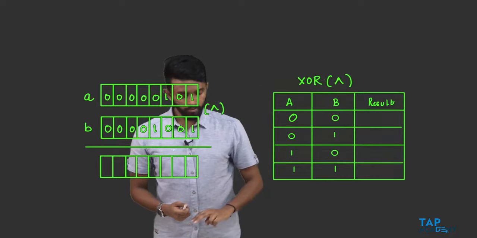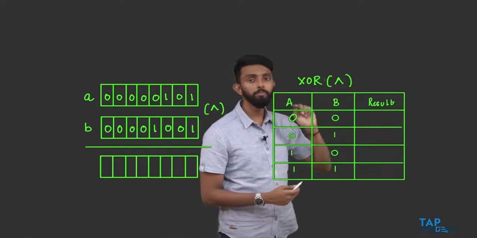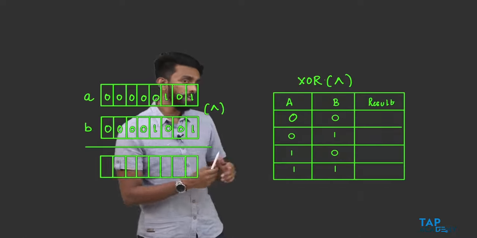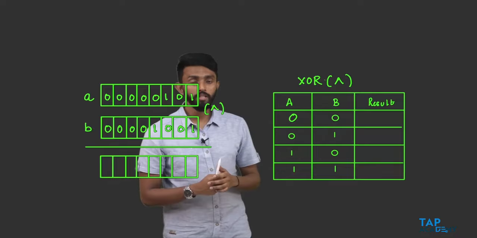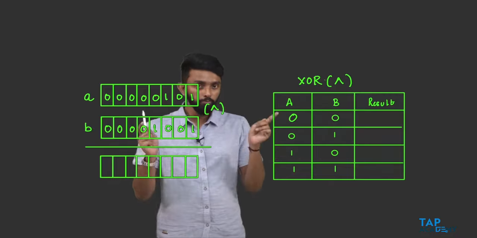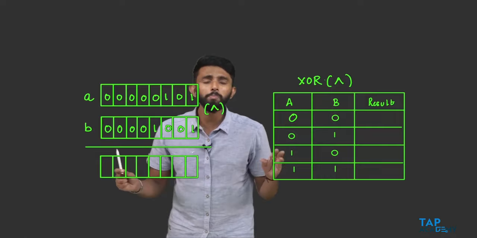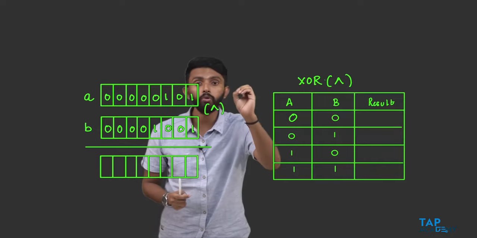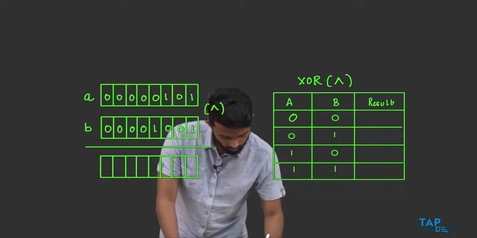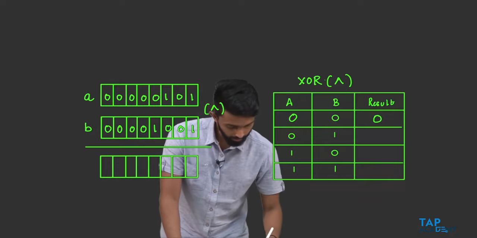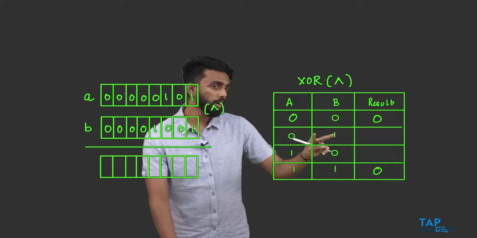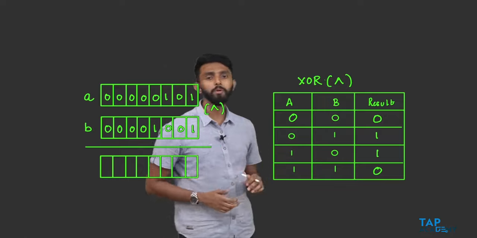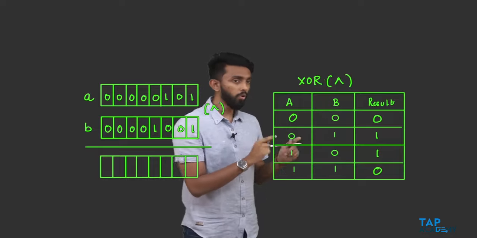Coming to the next operator, it is the XOR operator. This is the symbol that you will be using. I have the truth table with me. Now you must understand, if both bits are the same, it will be 0. If both bits are different, it will be 1. Simple way to remember: if both bits are 0, it will be 0. If both bits are the same, it will be 0. Both bits are different, which means it will be 1. Simple way to remember XOR: same bits, 0. Different bits, 1.